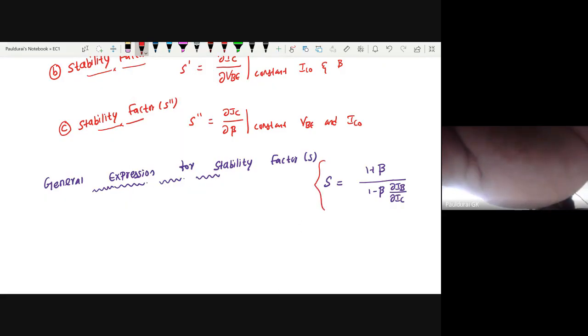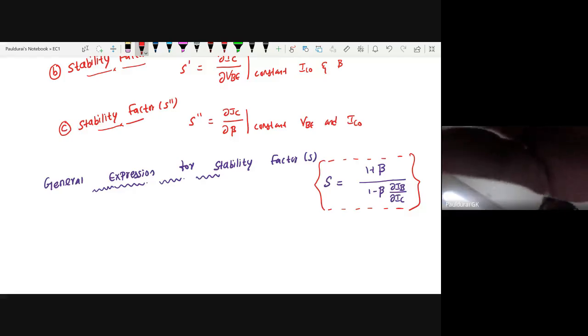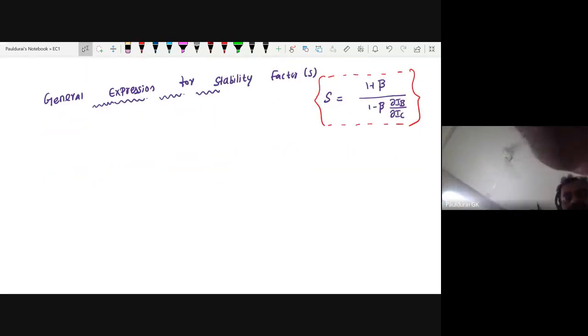This one actually we are going to derive. But before deriving this, I want to give the final expression. If you derive S, then you will get S equal to 1 plus beta divided by 1 minus beta times change in IB with respect to IC. Have you taken? Now, shall we derive? Please listen, okay?